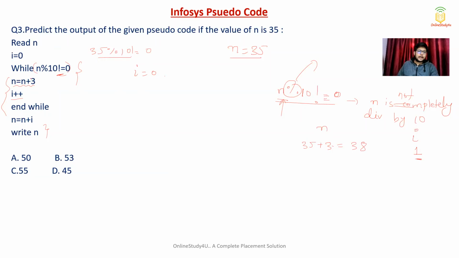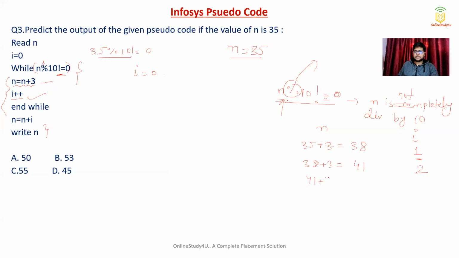After that, I'll again check if n mod 10 is not equal to 0. Now my n is 38, right? So 38 is not divisible by 10, right? So it will go inside the loop. Now 38 plus 3, that is 41. And i goes to 2 because i++. Again, I'll check if 41 is not divisible by 10. Okay, no, it is not completely divisible by 10. So again, I'll repeat the process.